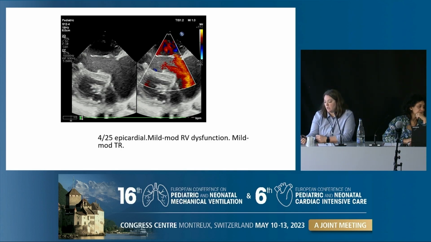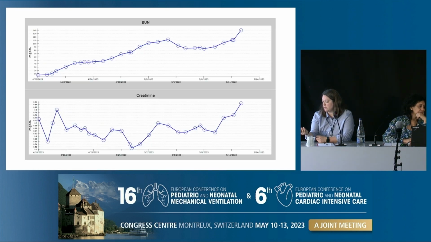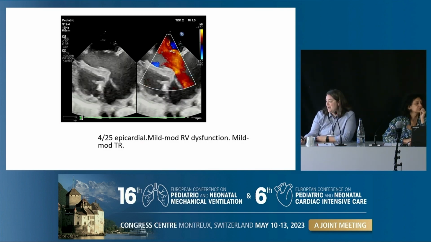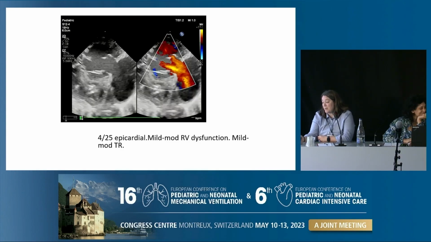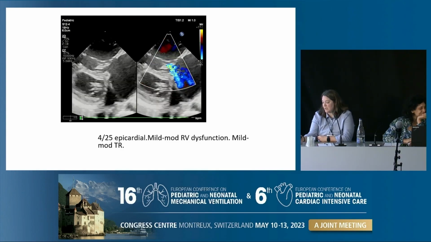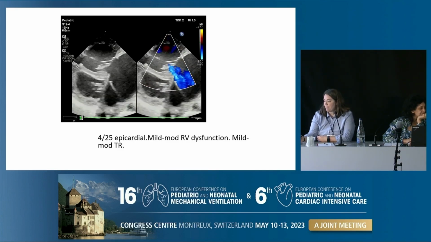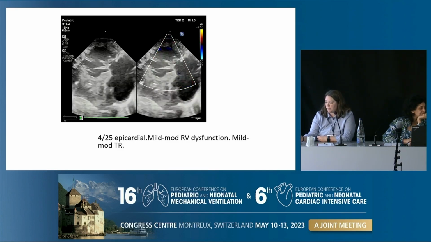Five days later, for chest closure, he had another epicardial echo that showed mild to moderate RV dysfunction and mild to moderate TR. Let's see if I can get that to play. There we go. Mild to moderate RV dysfunction and mild to moderate TR. And this, again, was an epicardial echo done at the time of chest closure, 5 days post-op.